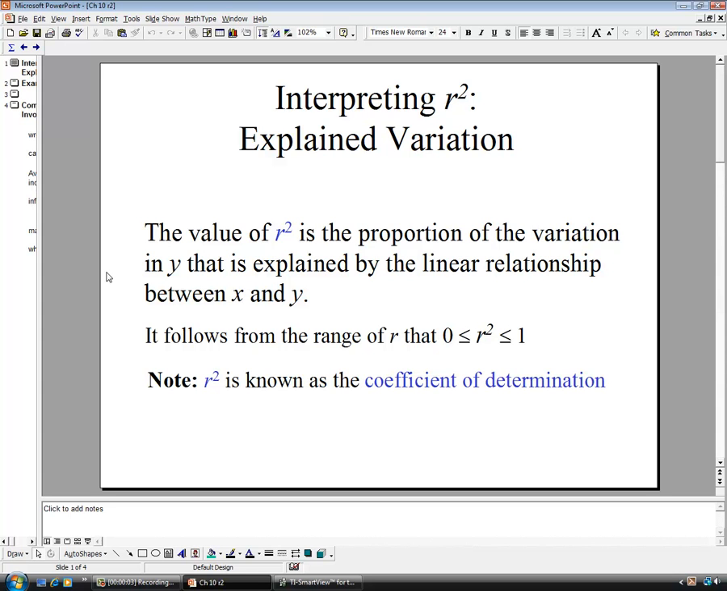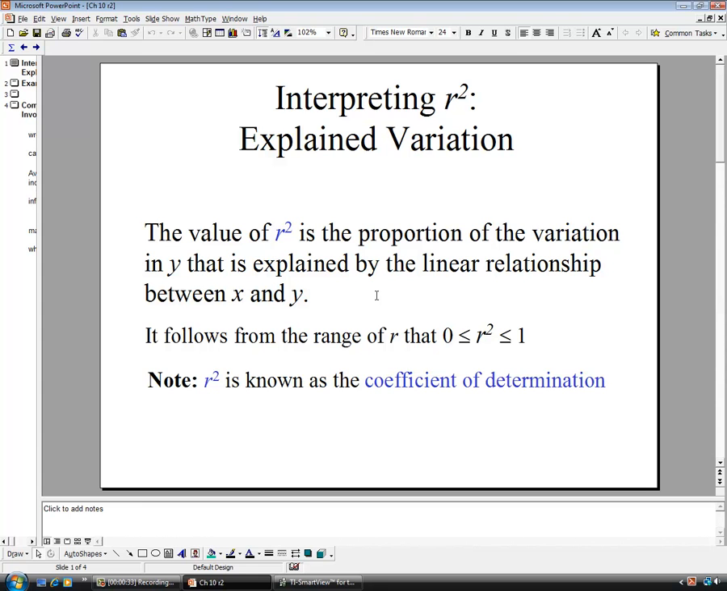Now, r squared is the r value that we talked about earlier, the coefficient of correlation, raised to the second power. And this r squared value is the coefficient of determination. Now, since r squared is a proportion of variation in whatever the y variable is that's explained by the linear relationship between the x and the y, since it's a proportion, it's got to be between 0 and 1.